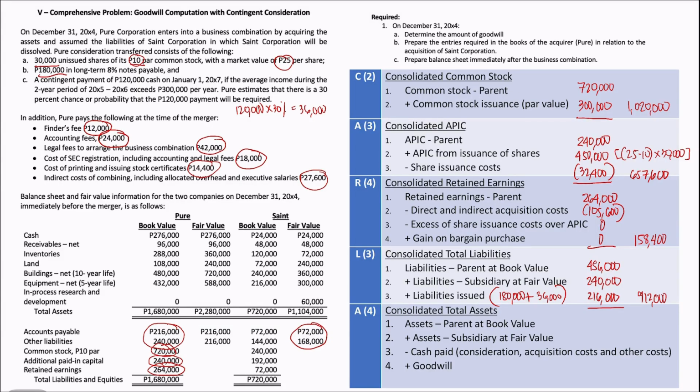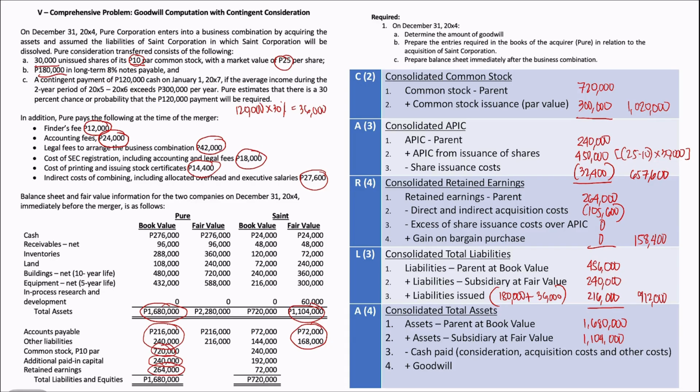For consolidated total assets, we first take the assets of the parent at book value. That's 1,680,000. We then add the assets of the subsidiary at fair value. That's 1,104,000.